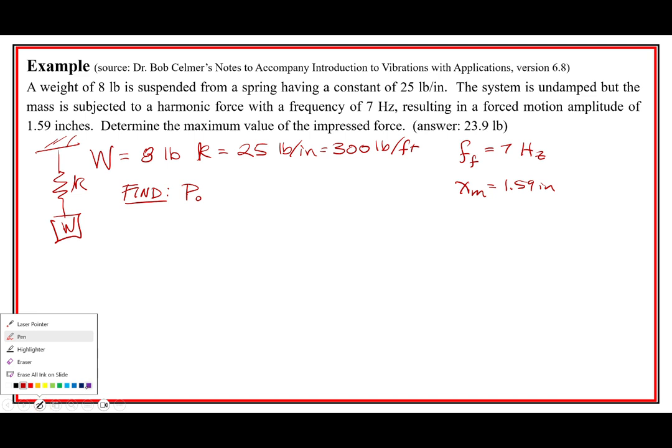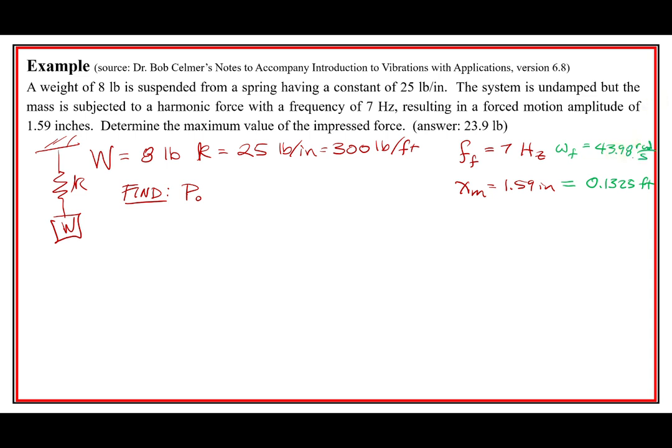So we can do a little bit of conversion here, and we could turn this into feet. That's a good place to start. And we can also get omega_F by multiplying by 2 pi and dividing by 60. We get 43.98 radians per second.